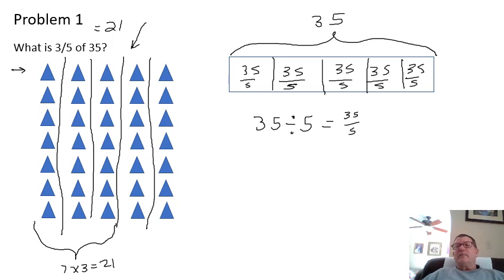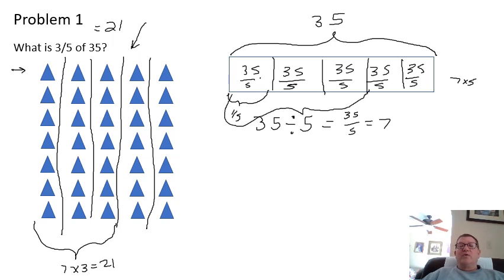Now, I know 35 divided by 5, which is 35/5, equals 7. So I can double check this real quick because I know each one of these blocks is 7. 7 times 5 gives me 35 again. So I know my tape diagram is correct. Now go back to the question, what is 3/5 of 35? Well, since this here would be 1/5, we know that this would be 3/5.